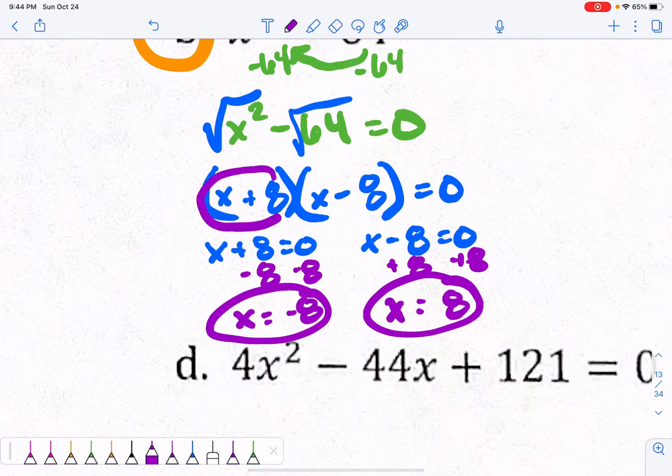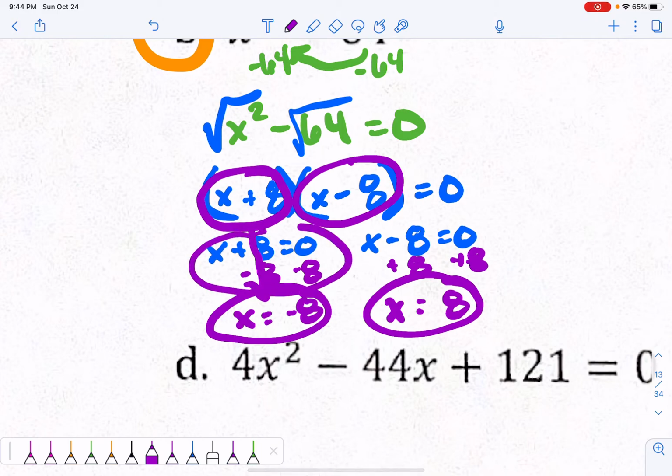When you have just x plus 8 and x minus 8, it's really nice because you don't necessarily have to do all this work that I did right here. If x plus 8 equals 0, x equals -8, and if x minus 8 equals 0, x equals +8. It's just like flipping the sign when you are setting them equal to 0. So that makes it kind of nice.